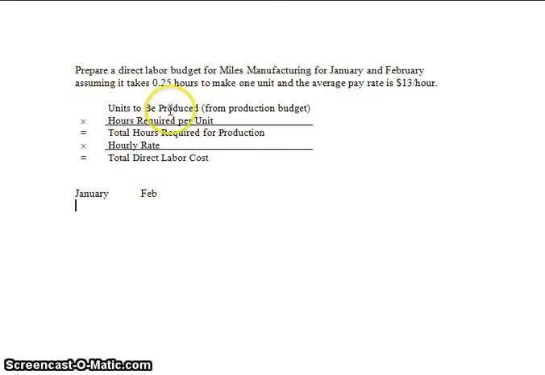You know how many units you want to produce. You know how many hours it takes per unit. Gives you the total hours you require for production, times an hourly rate gives you the total direct labor cost. So let's look at this. Alright, in January we wanted to make 22,500 units.